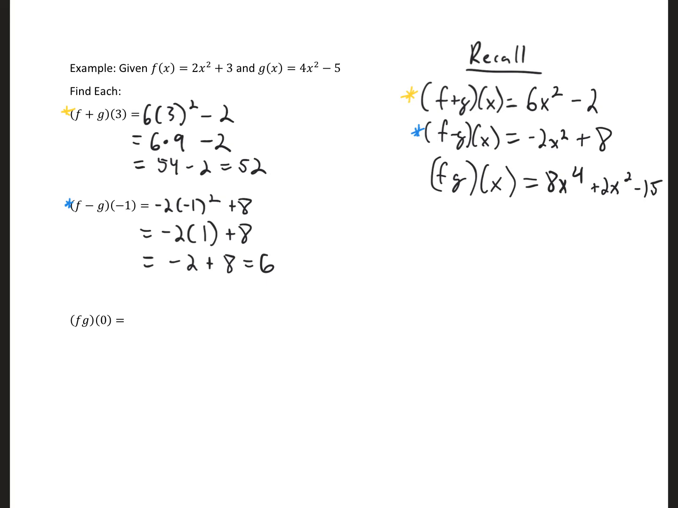And then lastly, if I want to find f times g of 0, I'm going to use my f times g of x function and plug 0 in. So this would be 8 times 0 to the 4th plus 2 times 0 squared minus 15. This would give me 0 plus 0 minus 15. This is just negative 15.